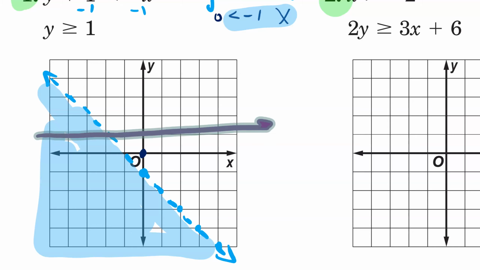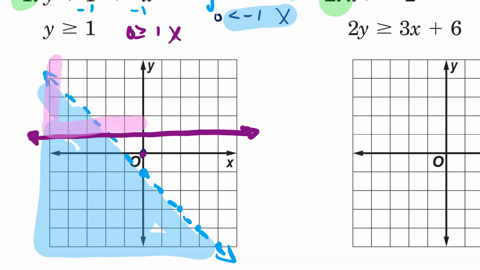True. But it can be overcome. So if we use 0, 0, it's not on the line. Cool, I can plug in 0, 0. Is 0 greater than 1? Nope. So that means I shade above it. Good.